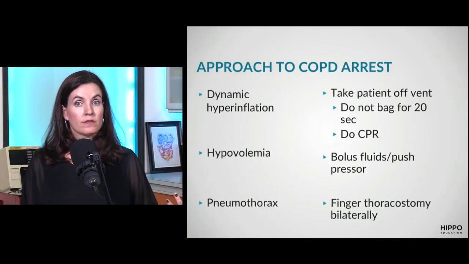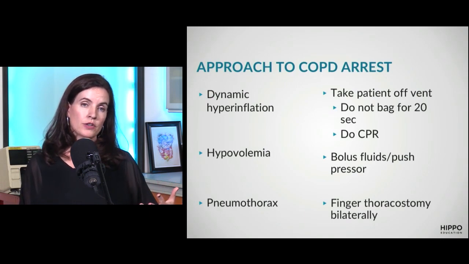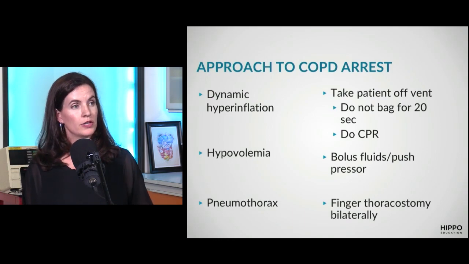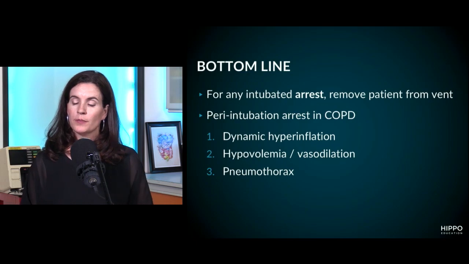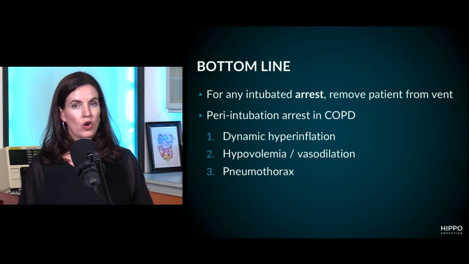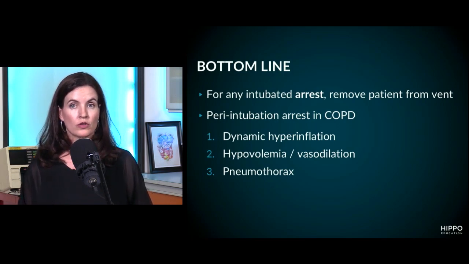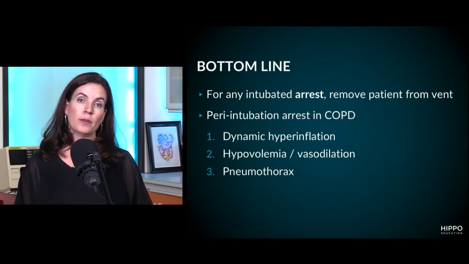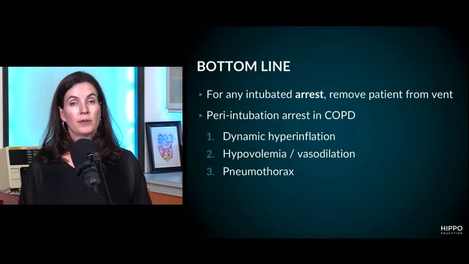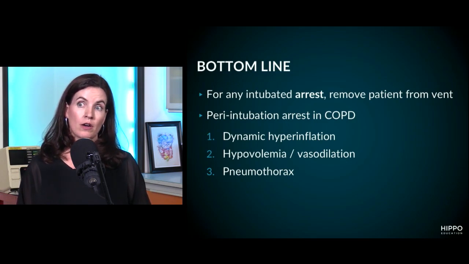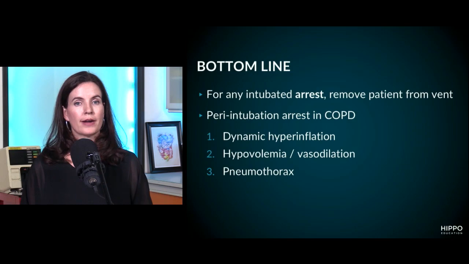Got it. Awesome. And so I would still be doing the rest of my normal ACLS algorithm and thinking through my H's and T's, but these things are at the top of my list and they are the first things I want to address in this patient. And so let's review for a second. For any patient who arrests while they are on the ventilator, take them off the vent and bag them manually. Just makes it easier for you to concentrate on running that arrest. And for the COPD patient who has a peri-intubation arrest, make sure you're thinking about dynamic hyperinflation, not bagging for 20 seconds, fixing hypovolemia or vasodilation, and checking hard, if not empirically treating, for pneumothorax.